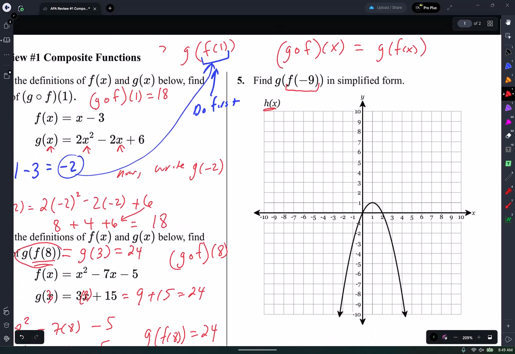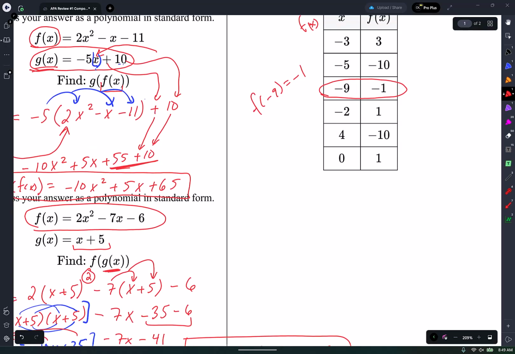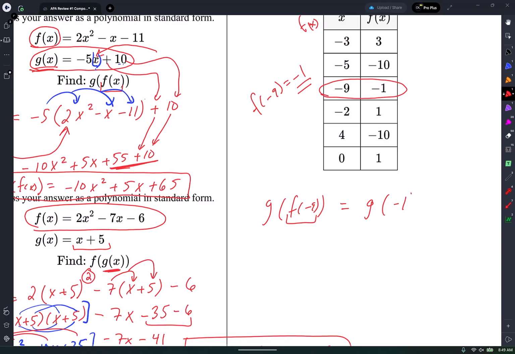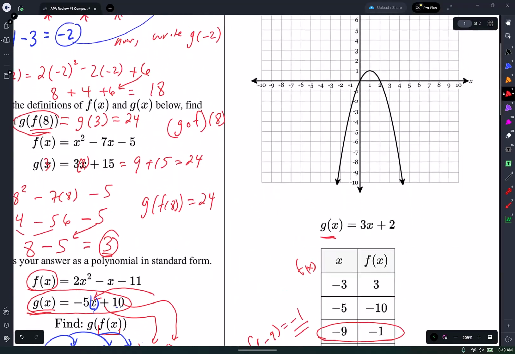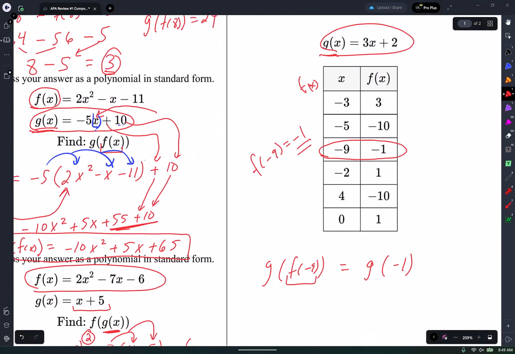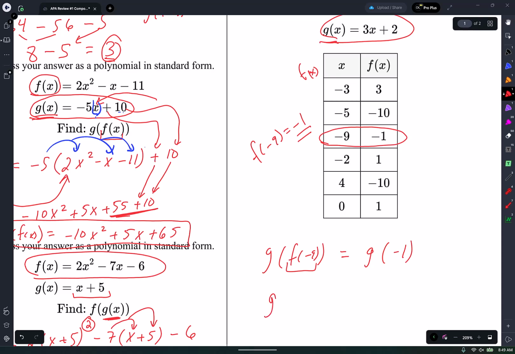And then I'm going to rewrite this. So it says g. So I'm going to write g, open parenthesis, f of negative 9, close, close, equals. Well, we already found out what f of negative 9 is. F of negative 9 is what? So I'm going to write g of negative 1. Do you guys see what we're doing? Yes. So now I'm going to go to the g function. So it's this one right here because it says g of x. And I'm going to go g of negative 1 equals 3 times negative 1 plus 2.